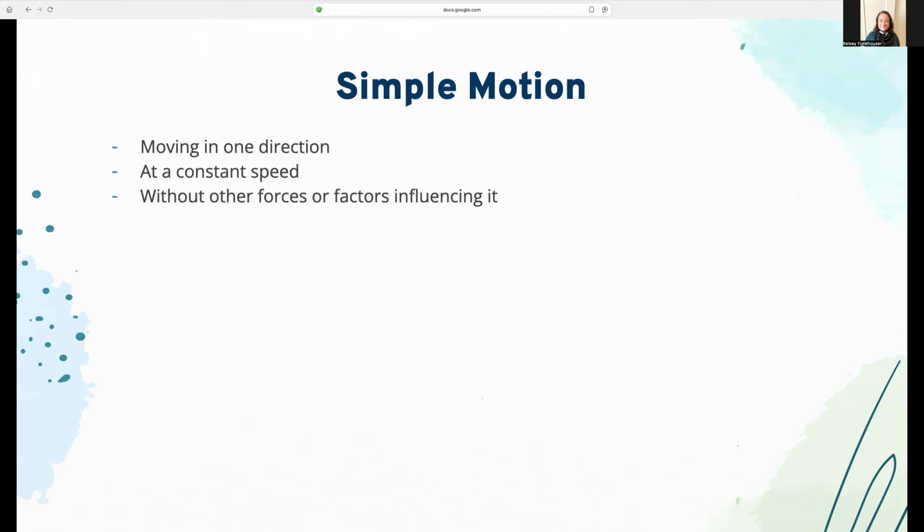So if you think about this, speed is how fast something travels over a given distance. So we would want to track the time it takes our object to travel several meters in a row, for example. And if it takes the same amount of time to travel each meter, then our object is moving at a constant speed and therefore undergoing simple motion.